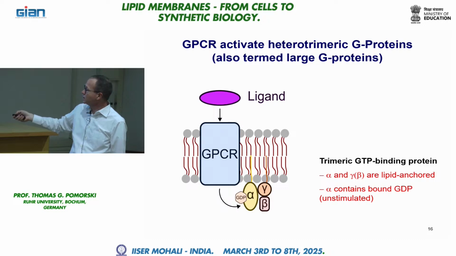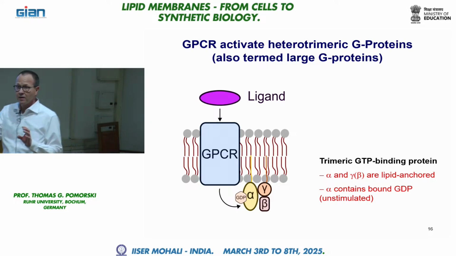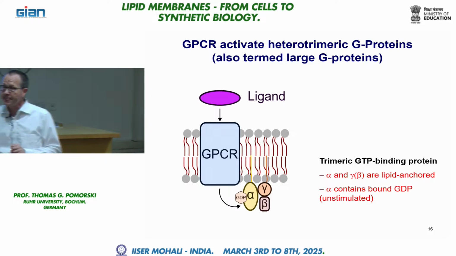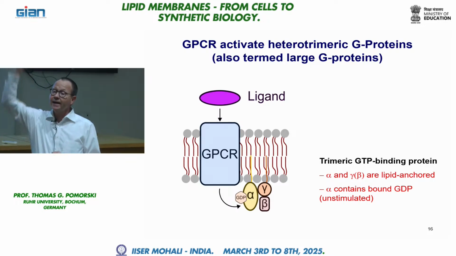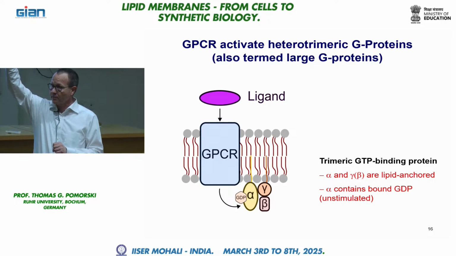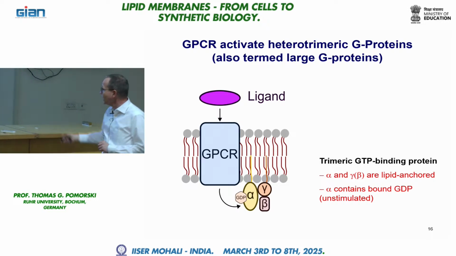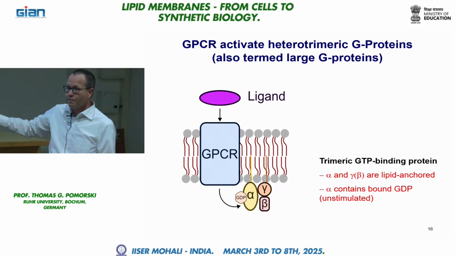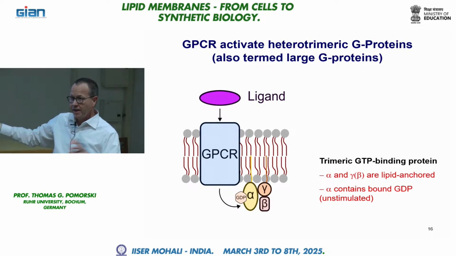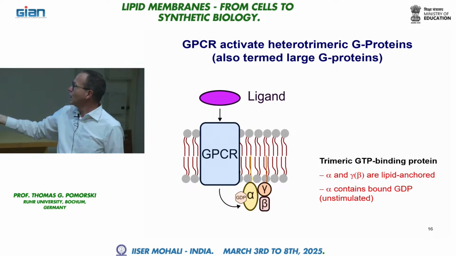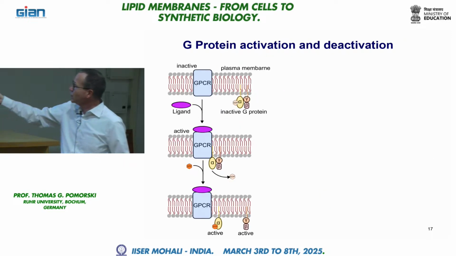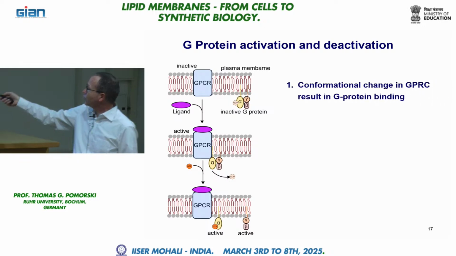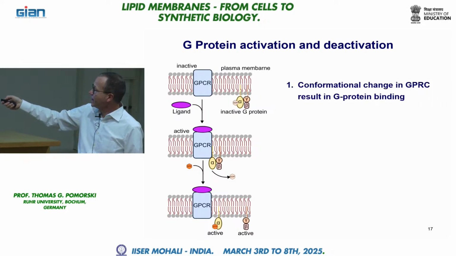So how would we call these types of proteins? We call them peripheral proteins, because they are not integrated, but only attached to the membrane by this anchor. Now the alpha subunit is able to bind GTP in exchange for GDP, and it does so when the receptor gets activated. So let's have a look at what happens. The first thing is we have our inactive receptor, and we have the G protein.